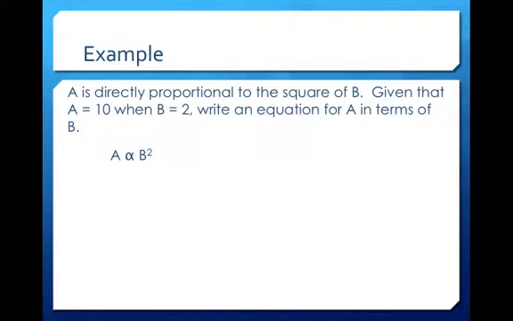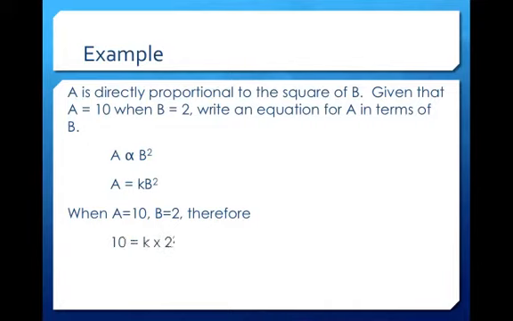Just like before, we take out the proportional to sign and exchange it with an equals K. So A equals KB squared. That's the basis of our equation, which we then need to build upon. So looking at the information we're given, we know that A equals 10, B equals 2.